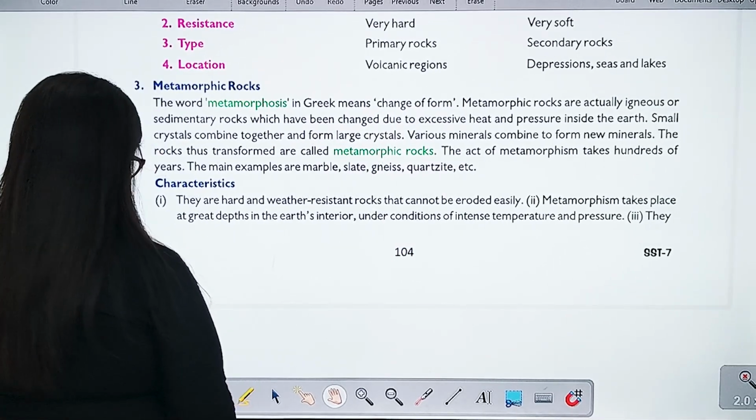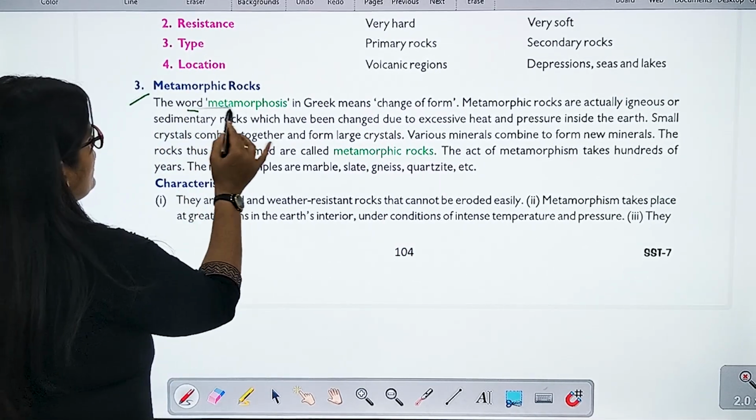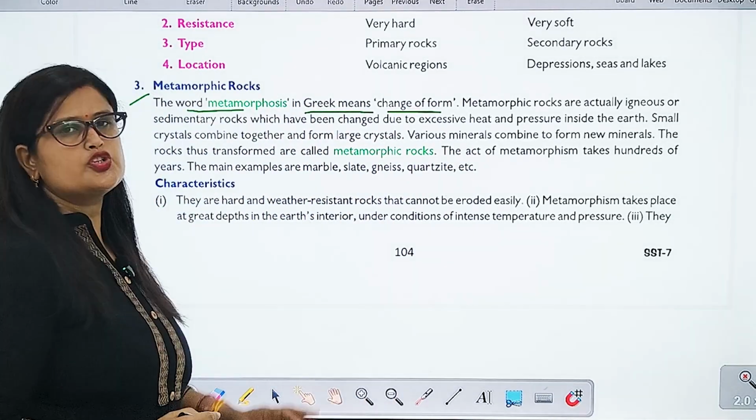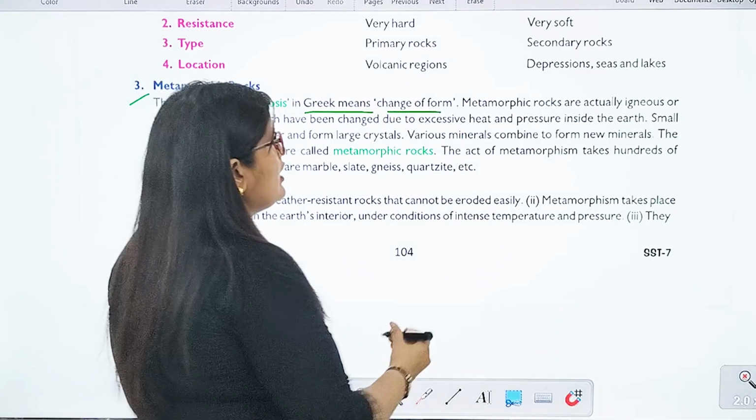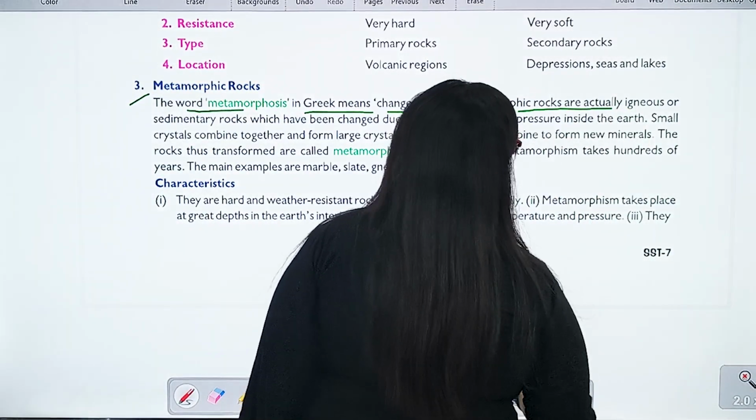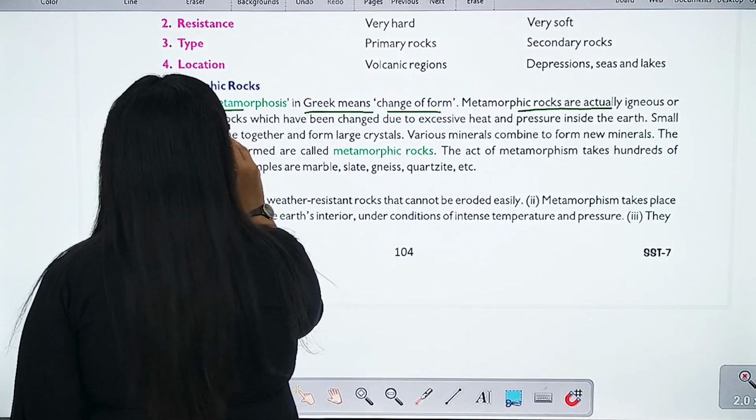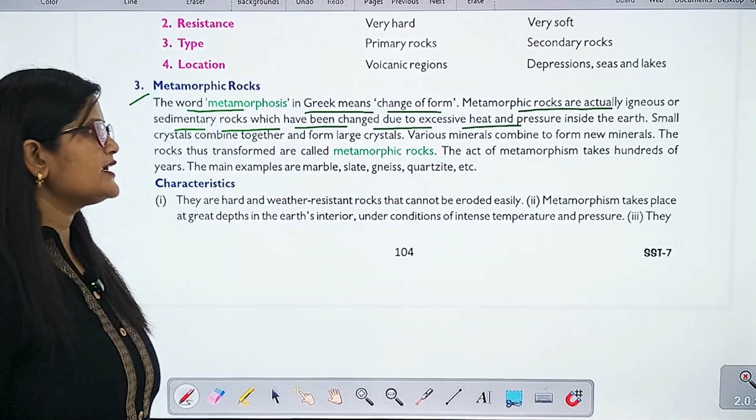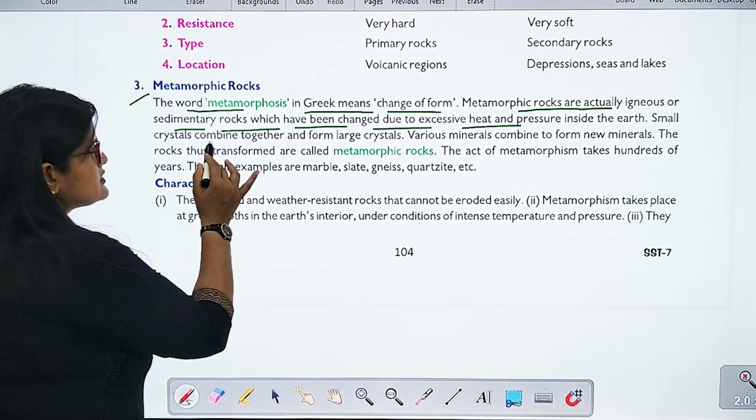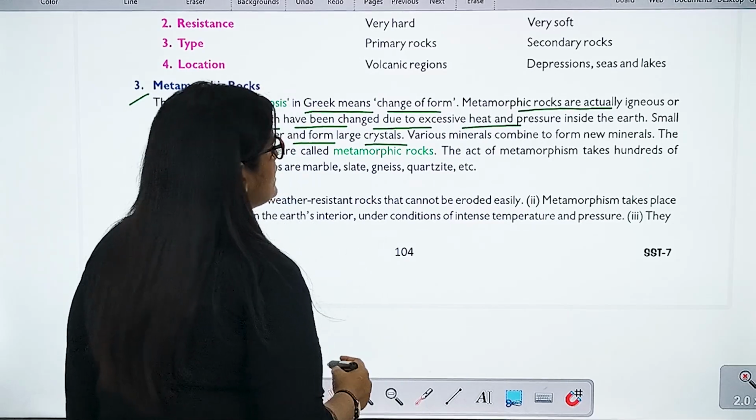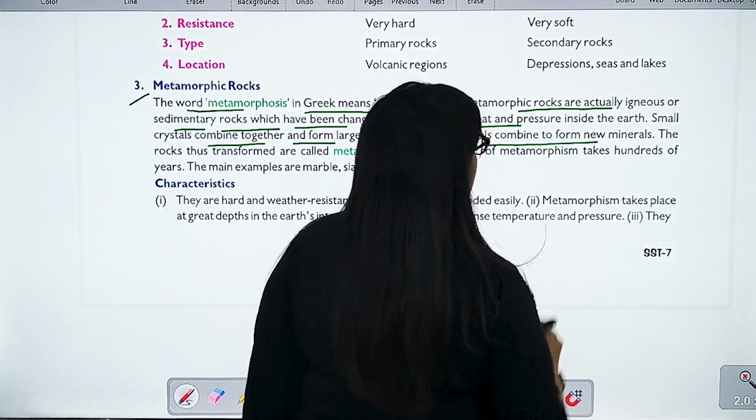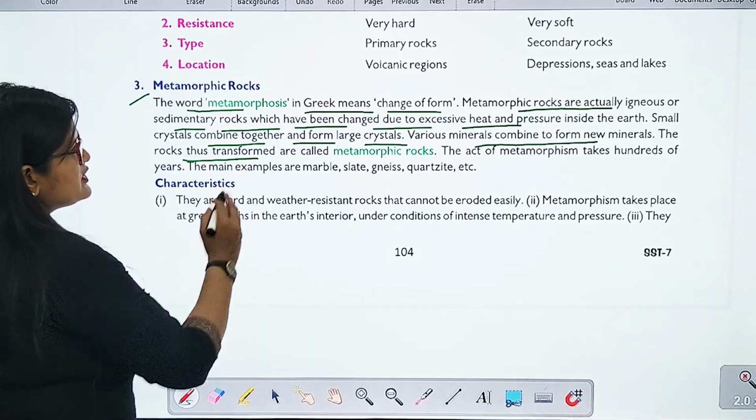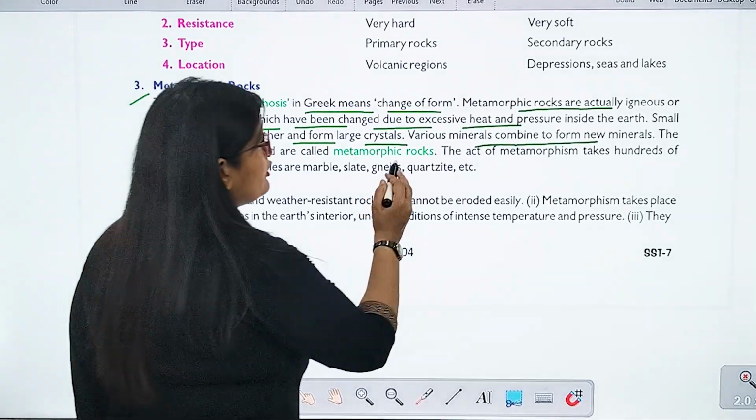Metamorphic rocks. The word metamorphosis in Greek means change of form. जो चेंज हो जाते हैं, जिनकी फॉर्म बदल जाती है. Metamorphic rocks are actually igneous or sedimentary rocks which have been changed due to excessive heat and pressure inside the earth. Small crystals combine together and form large crystals. Various minerals combine to form new minerals. The rocks thus transformed are called metamorphic rocks.